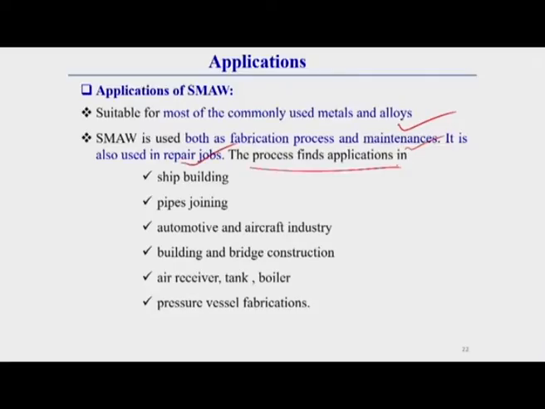The process finds application in the following industries, like in shipbuilding industry, piping joint, pipe joint, automotive and aircraft industry, building and bridge construction, air receiver, tank, boiler, pressure vessel fabrication. So it has different applications of this SMAW process. So you see, these are all about this welding process.